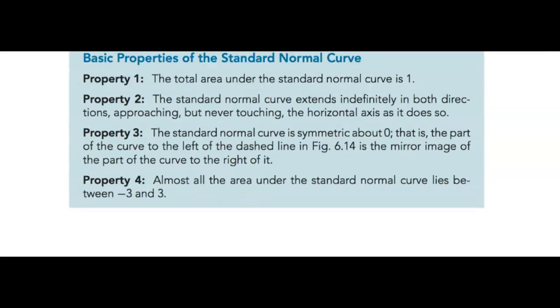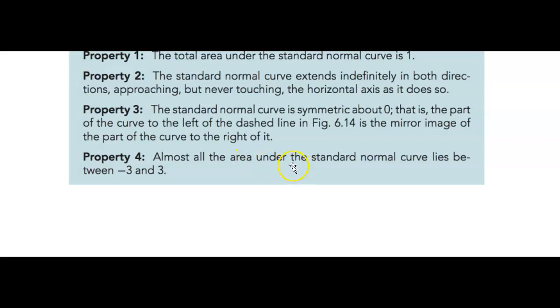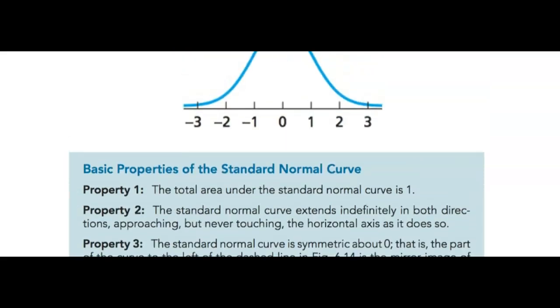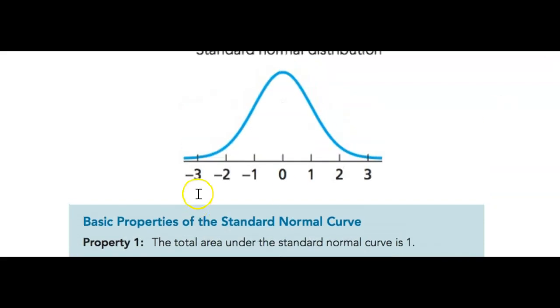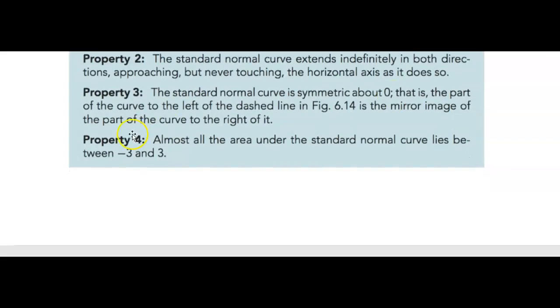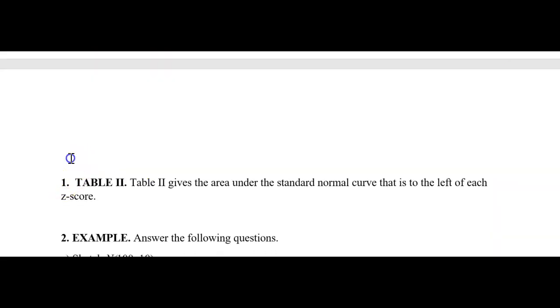And almost all of the area under the standard normal curve lies between -3 and +3. So between -3 and +3, you have almost all the area, about 0.99 something, because very little area exists to the left of -3 or to the right of +3. There's just a tiny amount there. Now let's actually show how we will look at it.